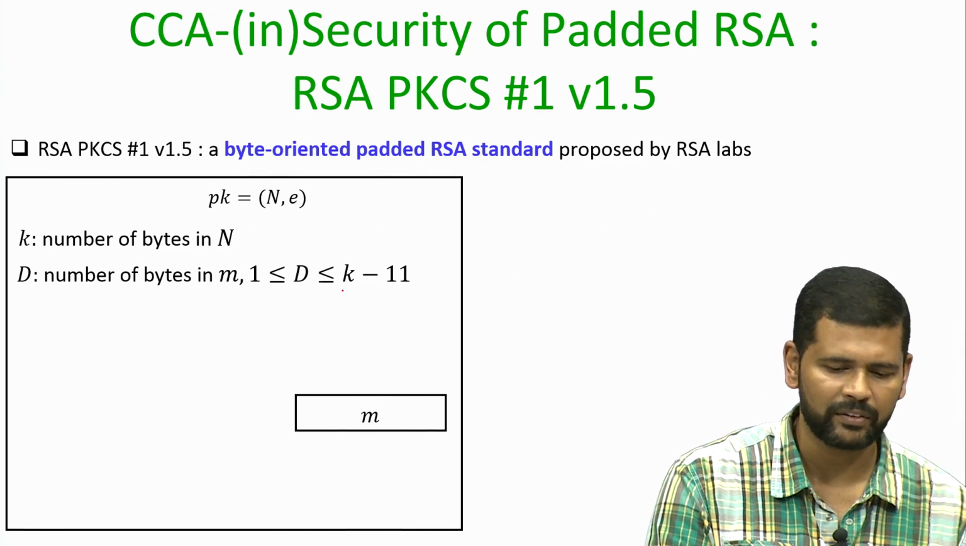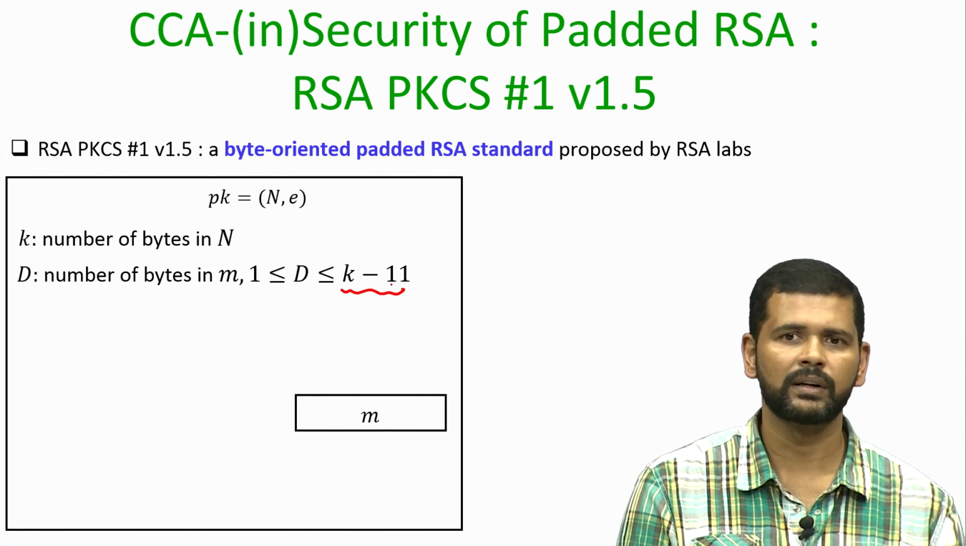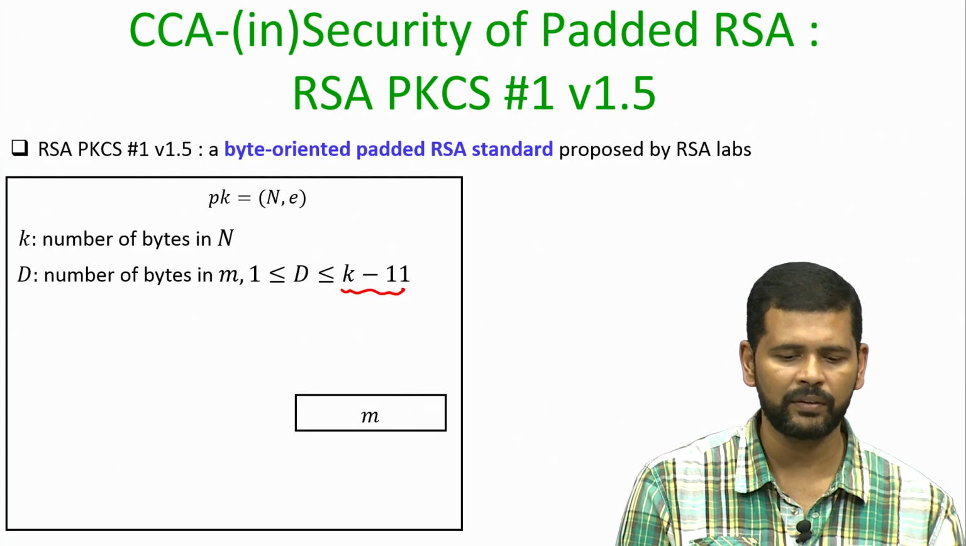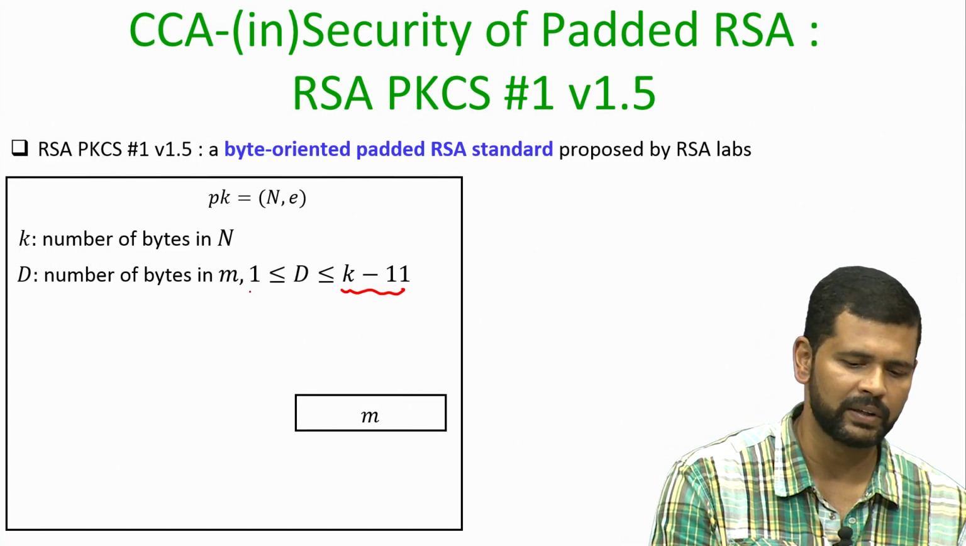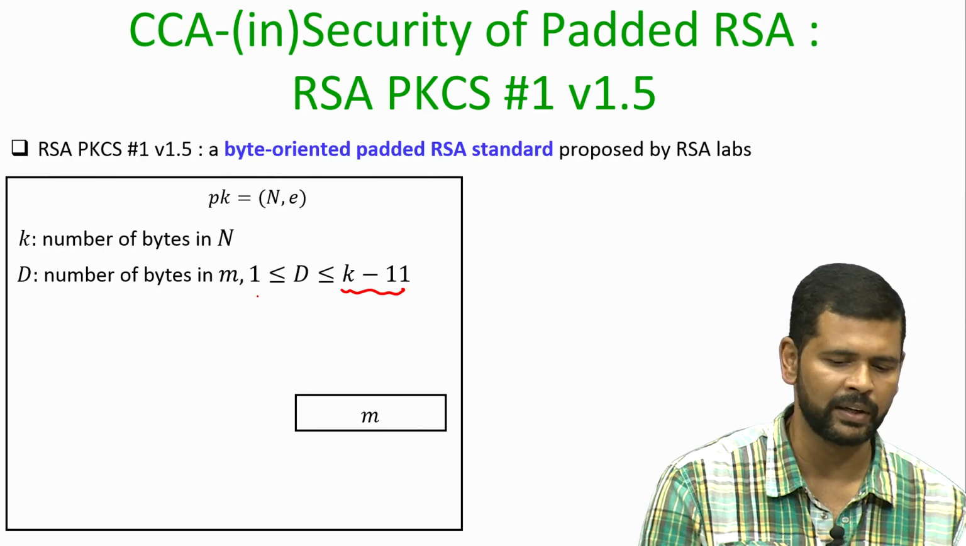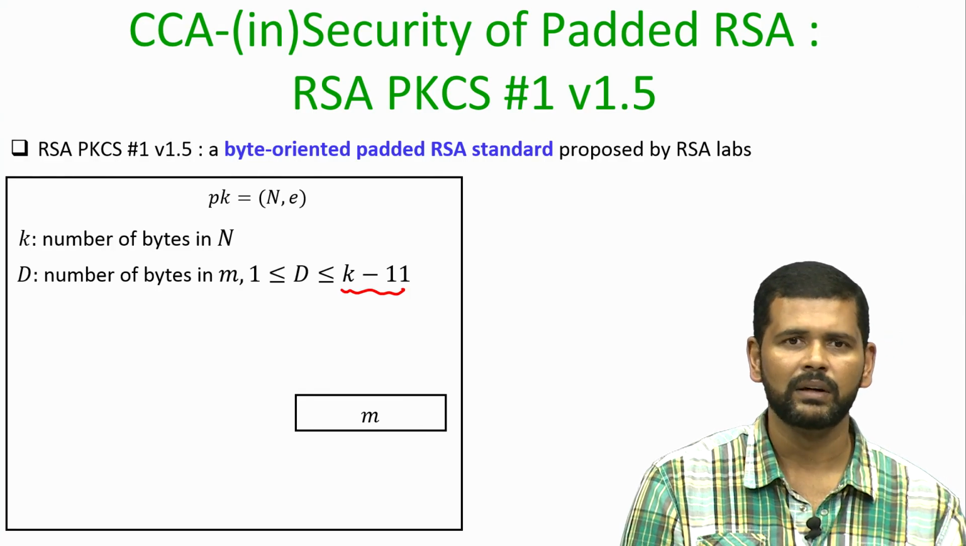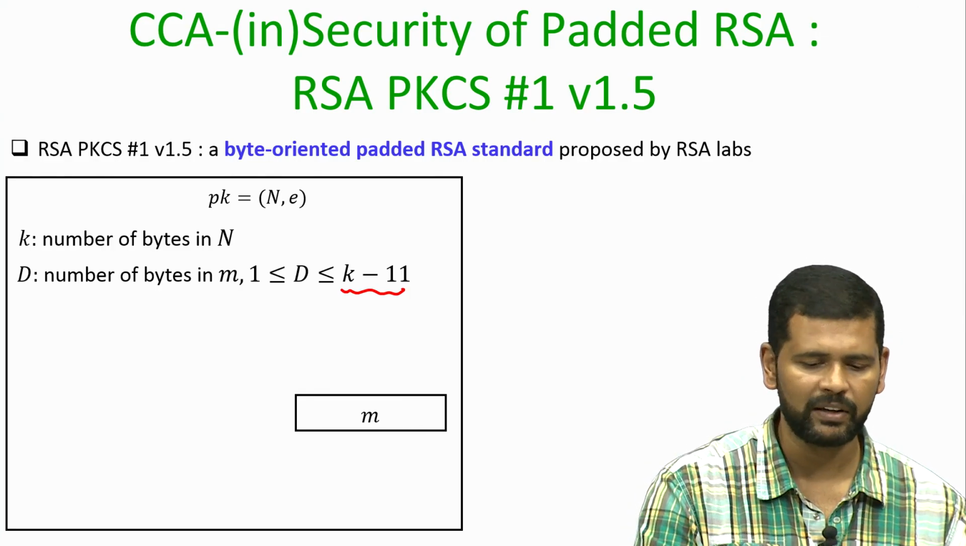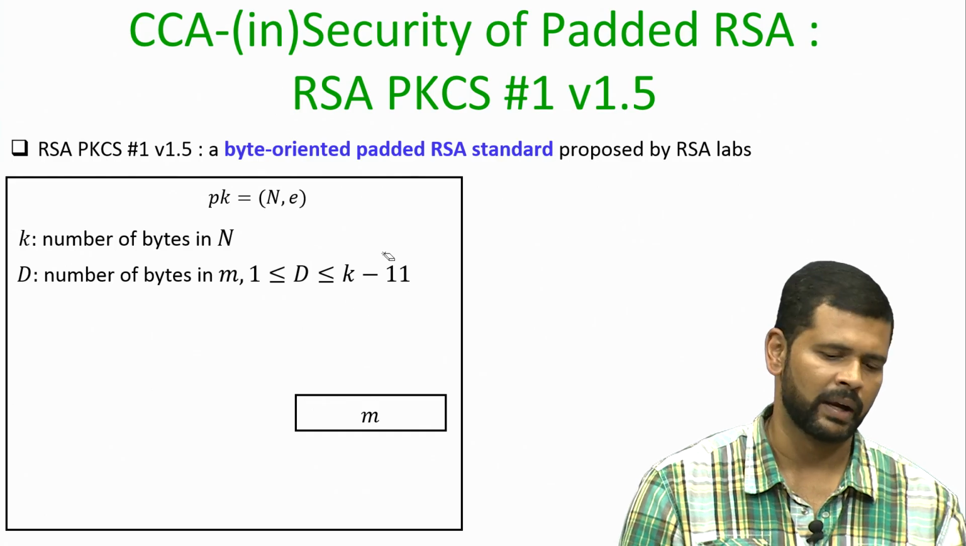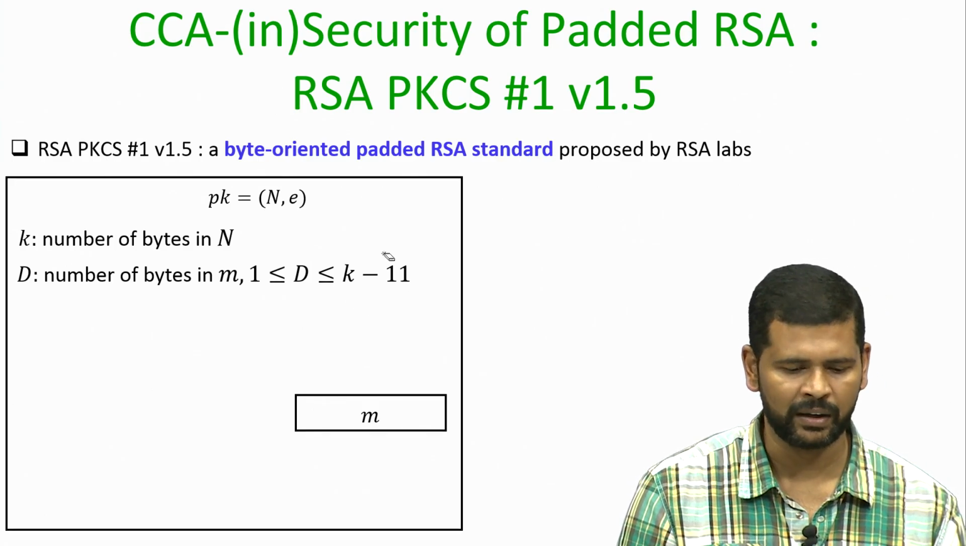So, the maximum number of bytes which the sender can encrypt as per the standard is k minus 11. Of course, the plain text needs to have at least 1 byte. So, that is the range of the number of bytes which is allowed as per this encryption standard.